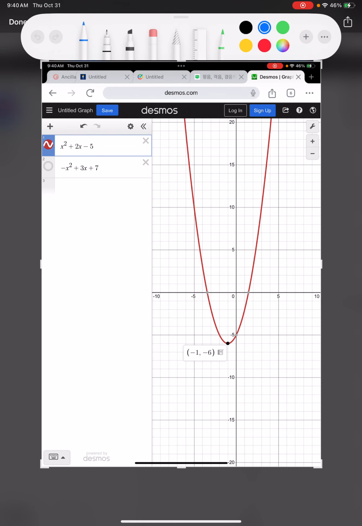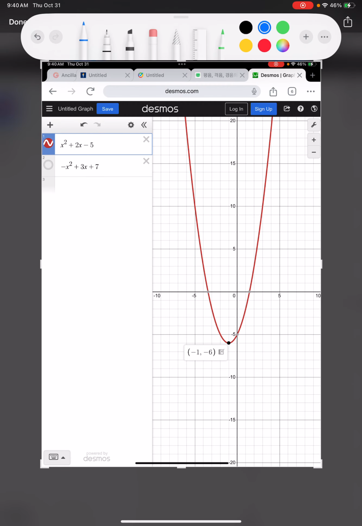So we did talk about the vertex when we were learning about absolute value functions, and also a U-shaped graph has a vertex, which is gonna be the very bottom of the graph, or sometimes, when your graph is upside down, it could be the top of your graph. This one is called the minimum, and of course this is the maximum because it's the top of the graph.